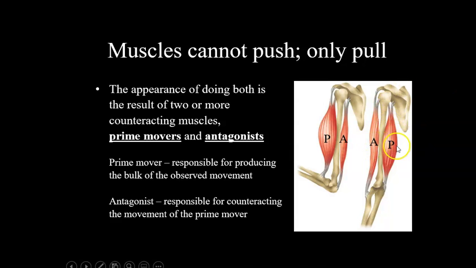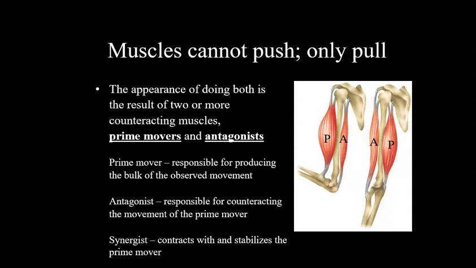And muscles can be both. So when you extend your arm out, then your tricep now becomes the prime mover, and your bicep becomes the antagonist. So muscles always work in opposing pairs. A synergist is going to contract with and stabilize the prime mover. So again, they're just going to work together to help produce a smooth movement.